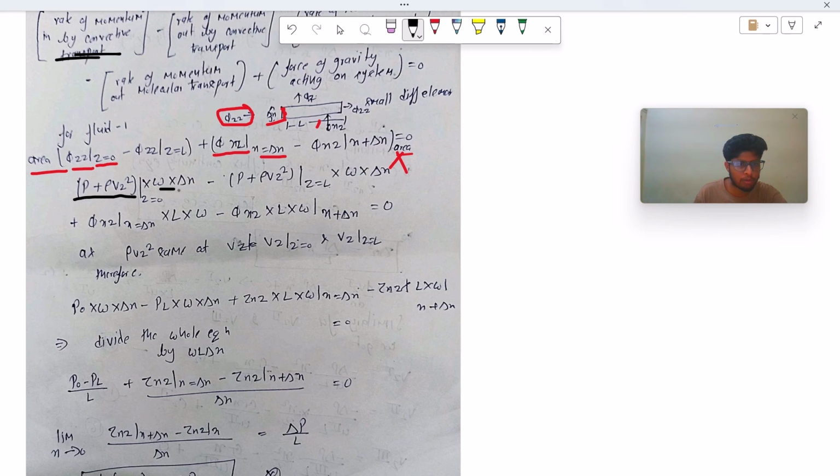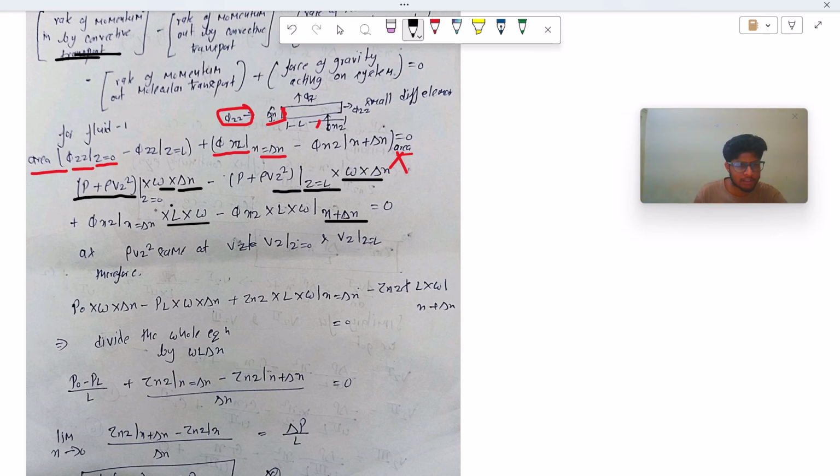So putting in the values from above, we have P plus ρvz² into W into delta x, that is the area, minus P plus ρvz² at z equal to L into W into delta x, plus φxz at x into this particular area L into W, minus φxz into L into W at x plus delta x. So we have this equation. There is no gravity component, as there is no gravity component in horizontal direction. And ρvz² will be the same at z equal to 0 and at z equal to L.